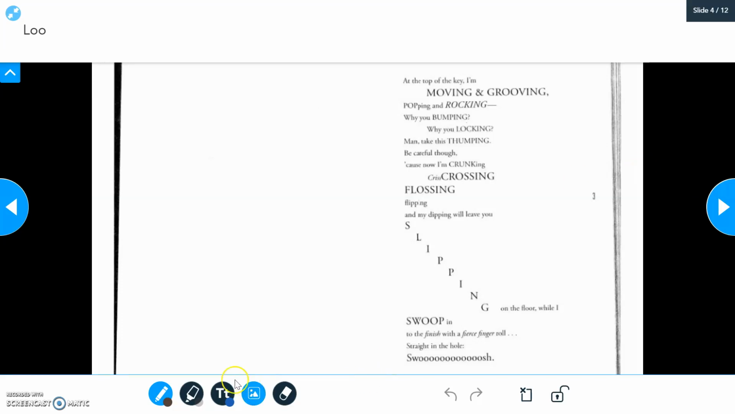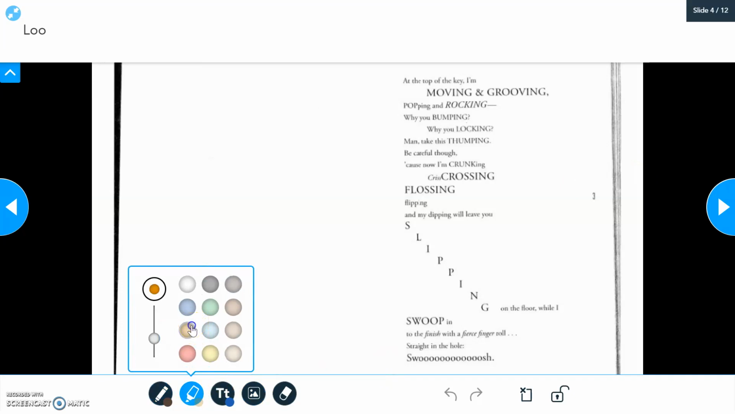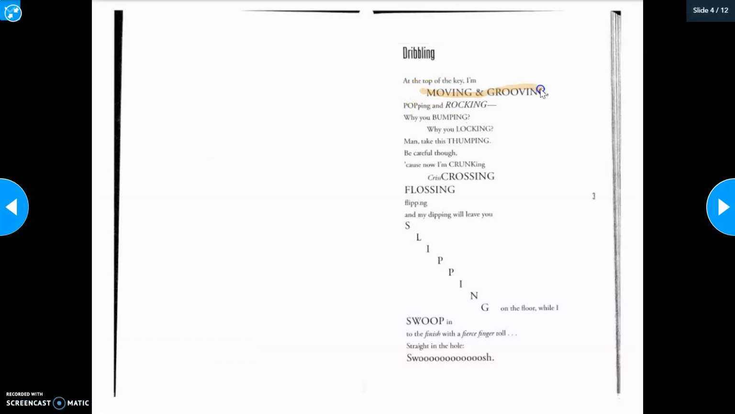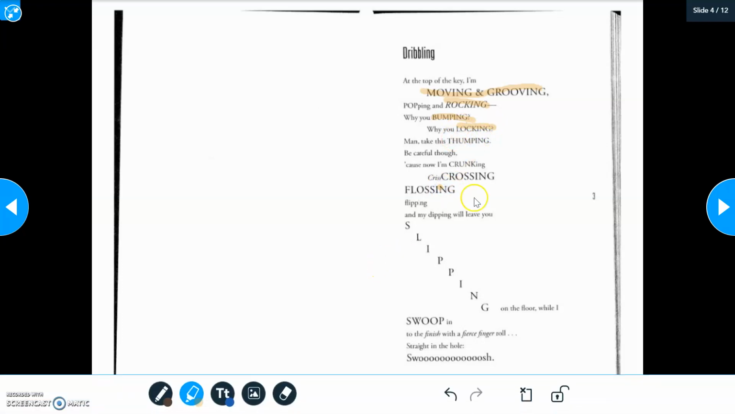And so the first thing that I am going to do is grab my highlighter tool, okay? And I want to look at all of the letters that have something in common. And so I notice that a lot of the words are in all caps. And so I can see that we have moving and grooving, rocking, bumping, locking, thumping. You get the idea. And I have to think, why would the author put all of these words in all caps? Well, I can already tell they have something in common, right?